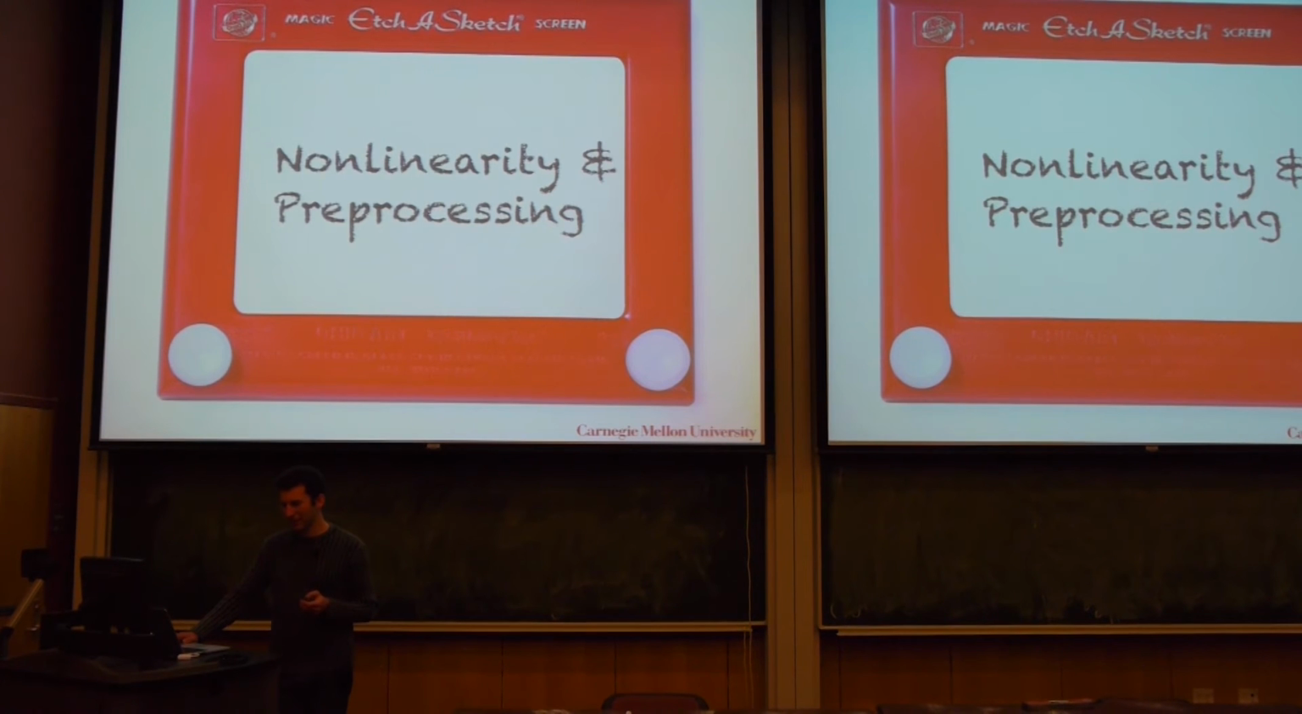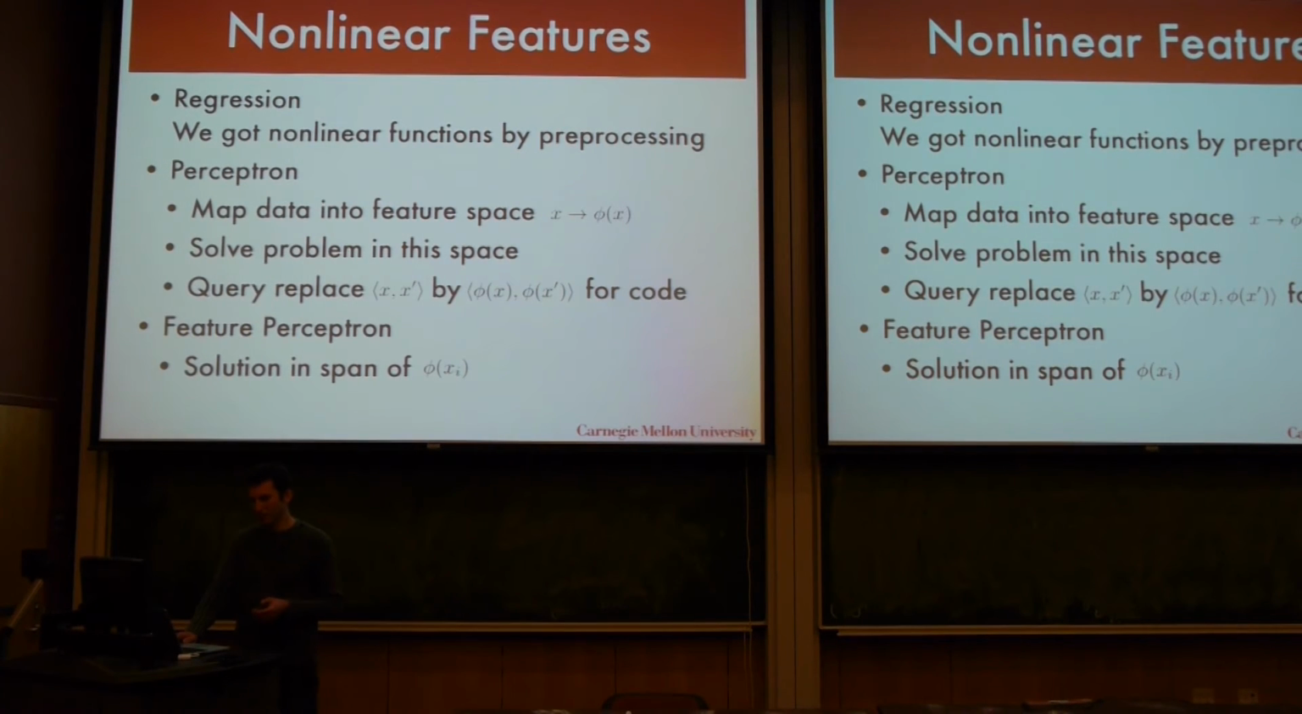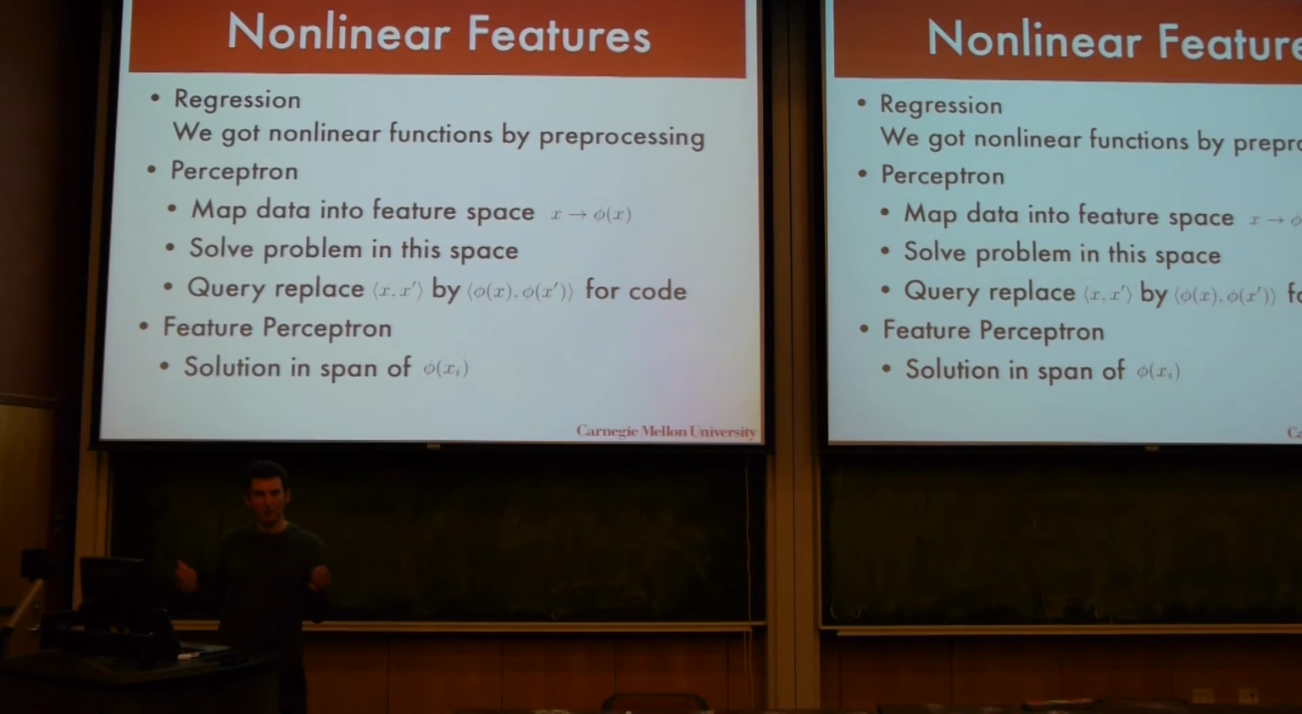Nonlinearity in features. We're going to get back to the issue of what if we have nonlinear features. So remember regression. Here is the data, some monomials, and we look at the regression function. We can do exactly the same thing. We map the data, x to φ(x). We solve the problem. And then whenever we have an x or x prime in the product, we just replace that.